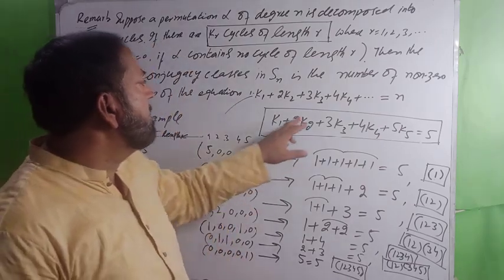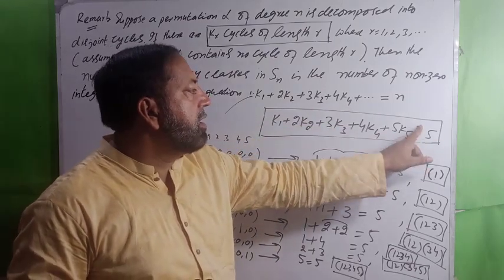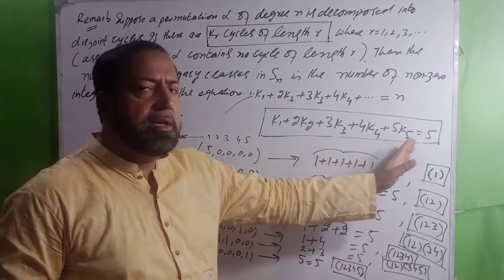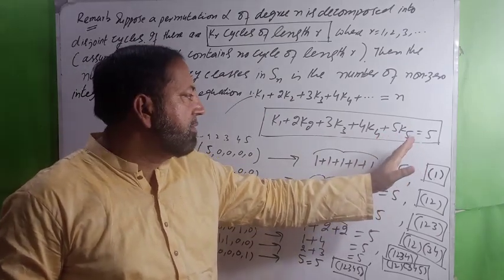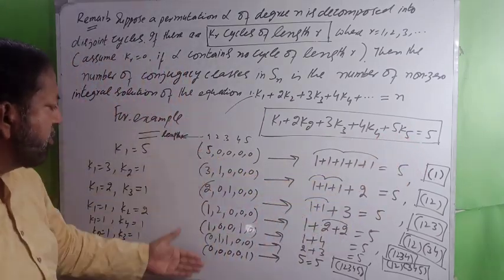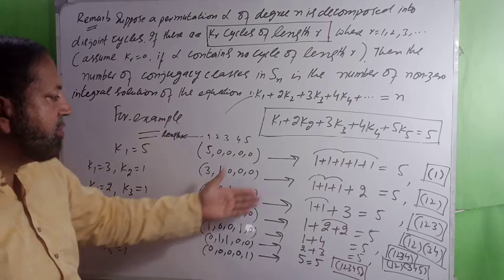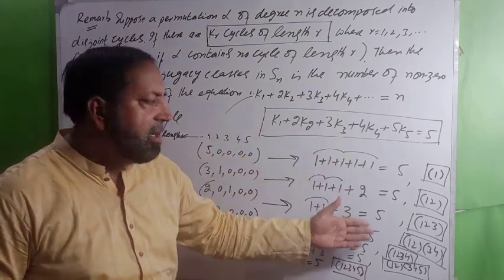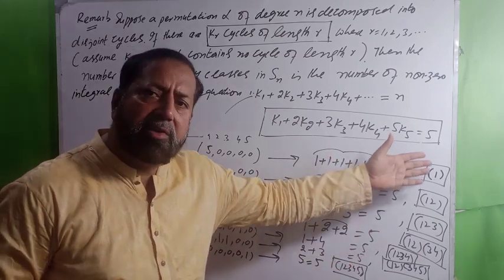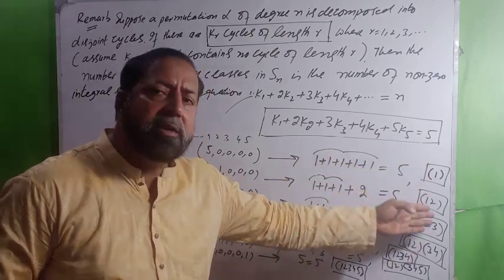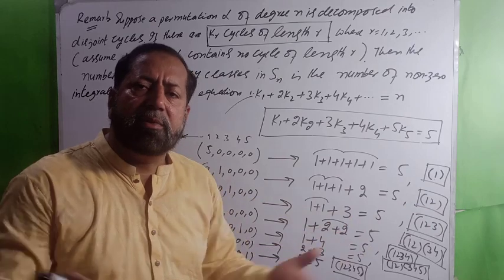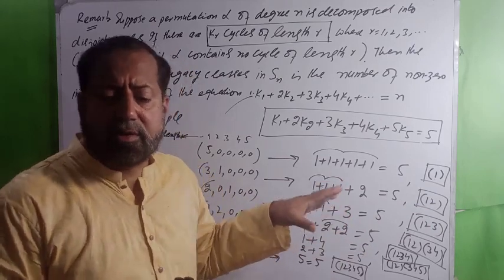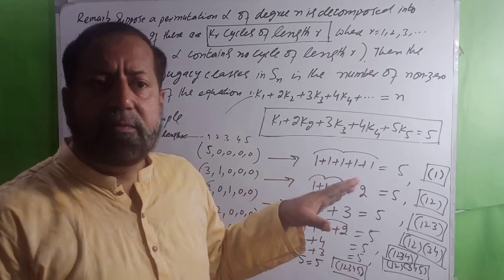Since you have taken n equal to 5, and corresponding to this equation we have solved all the possible solutions, corresponding to these solutions we are getting the partitions, and corresponding to these partitions you can write the types, and corresponding to types you can write the number of conjugacy classes. So there are 7 conjugacy classes in S5.